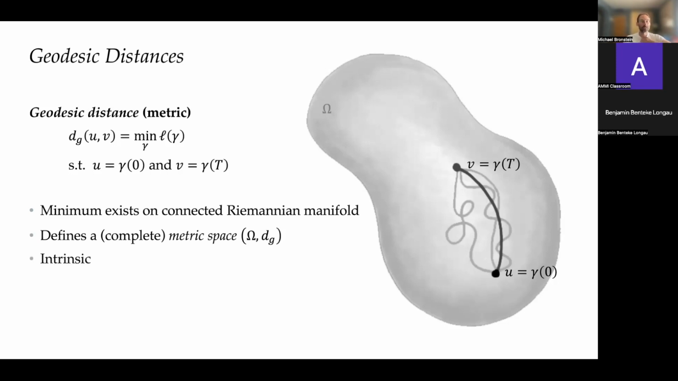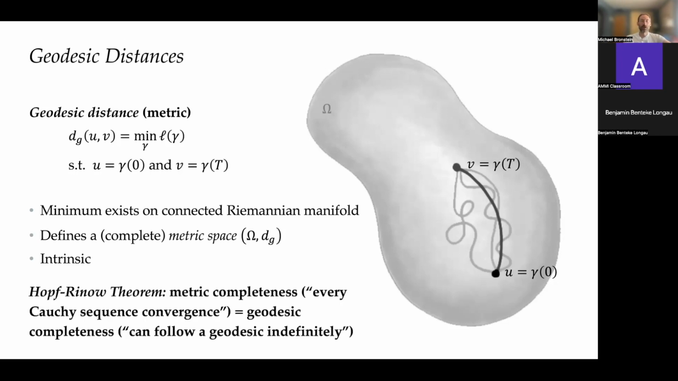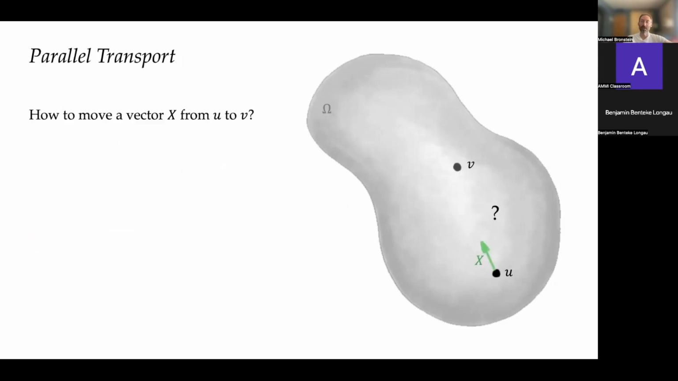What is also important to understand is that geodesic distances are intrinsic. Again, if I bend the manifold without changing the Riemannian metric, then the geodesic distances will not change. And an important result called the Hopf-Rinow theorem establishes the equivalence between metric completeness, in other words, that every Cauchy sequence converges in this metric space, and geodesic completeness, which means that I can shoot a geodesic from any point in any direction and follow it indefinitely. So I can create a path and follow it until I'm tired.